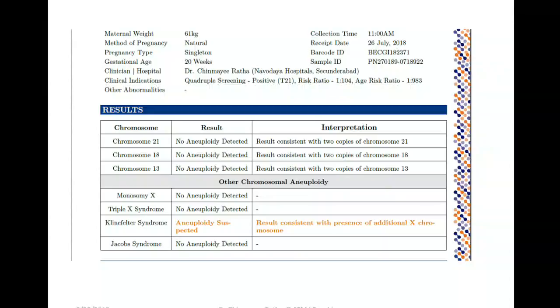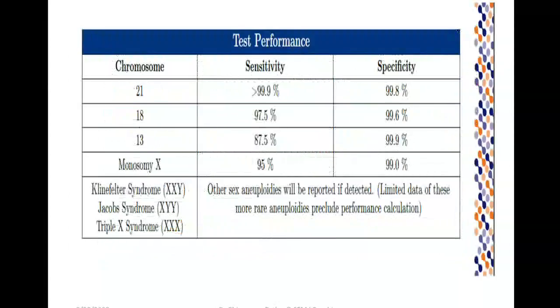Similarly, this is another patient where a quadruple test was done. The risk was 1 in 104, and she was extremely scared about an invasive test, so opted for non-invasive testing. And again, the report was consistent with 2 copies of chromosome 21 for the trisomy 21, for which she was high risk, but the result said aneuploidy suspected, and that too Klinefelter syndrome, result consistent with the presence of an additional X chromosome. Now, in this case, we used this as a reason to do an amniocentesis, and the FISH reported normal FISH, including sex chromosomes.